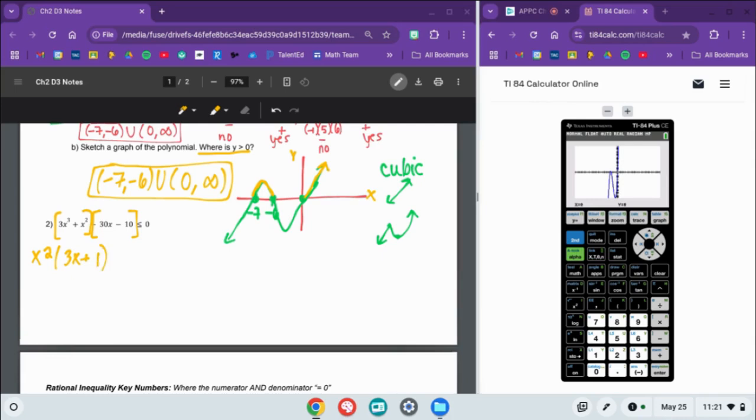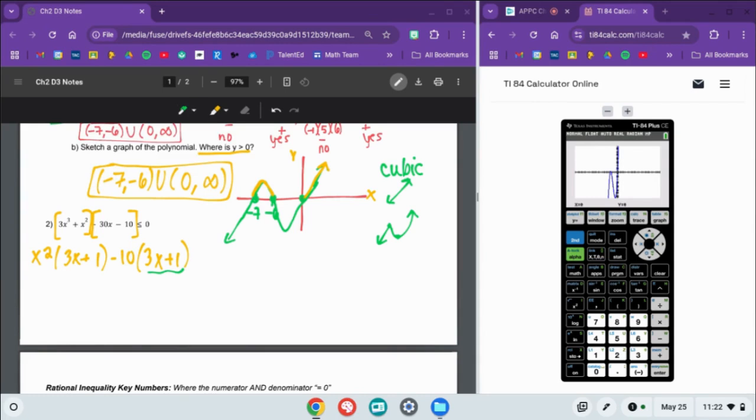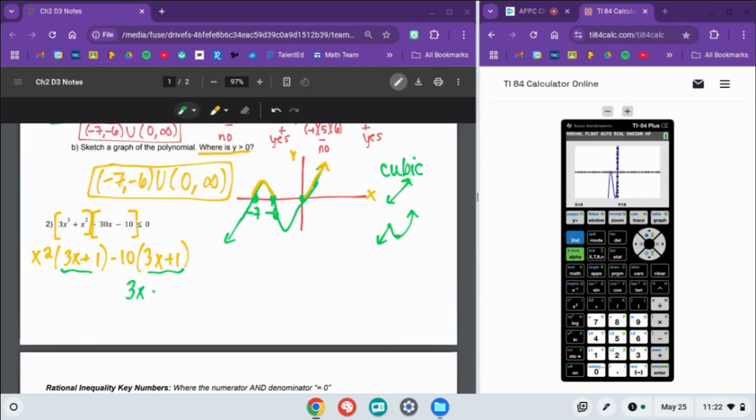And then my second 2 terms, the -30x and the -10, look for a GCF there. It starts with a negative, so I'm going to take out a -10, and then see what's left over there, and we're left with 3x plus 1. And if these 2 binomials are the same, then that's good. We've factored by grouping, and we can take that out, and that leaves us with (3x plus 1)(x squared minus 10) is less than or equal to 0.